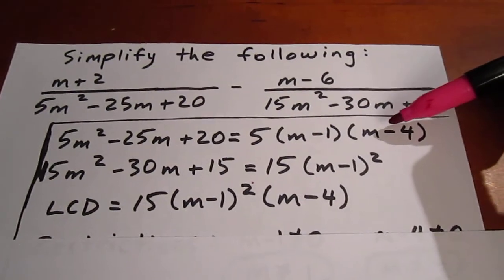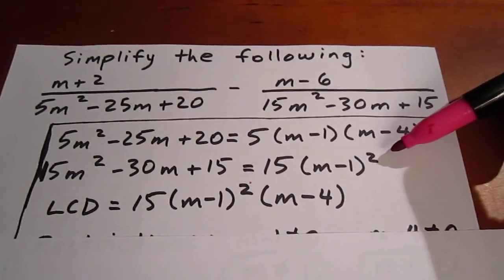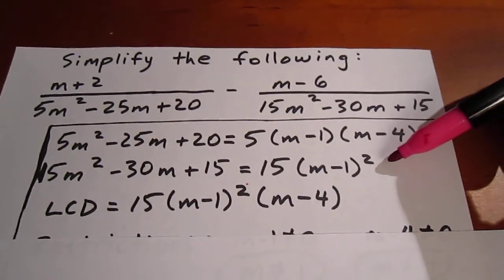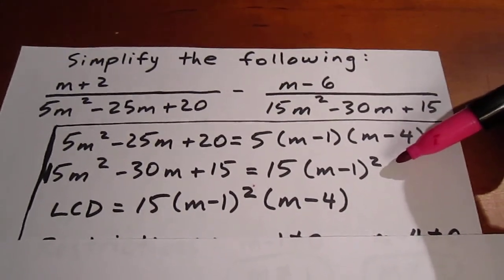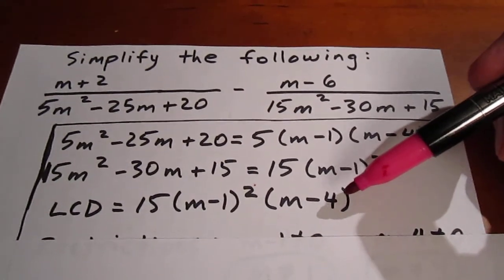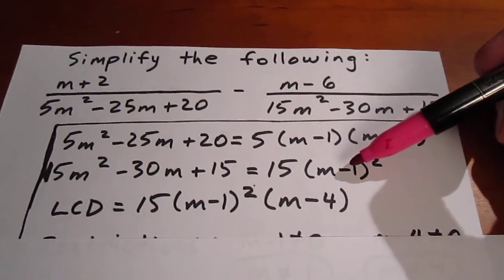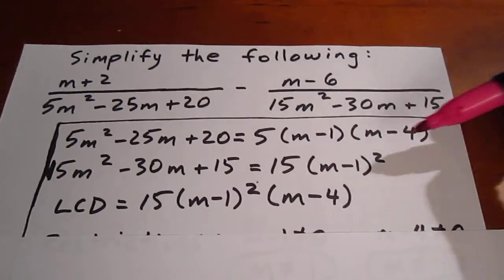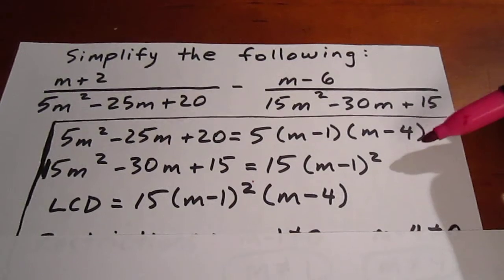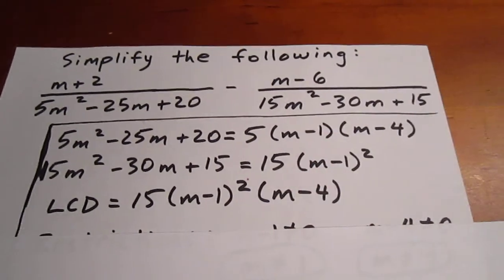And finally, the factor m minus 4 appears once in the first denominator and never in the second denominator, so it will appear once in our denominator. We always take the greatest of those options. So again, m minus 1 appears once here and twice here, so we take 2. m minus 4 appears once here and 0 times here, so we take 1. And this is our lowest common denominator.